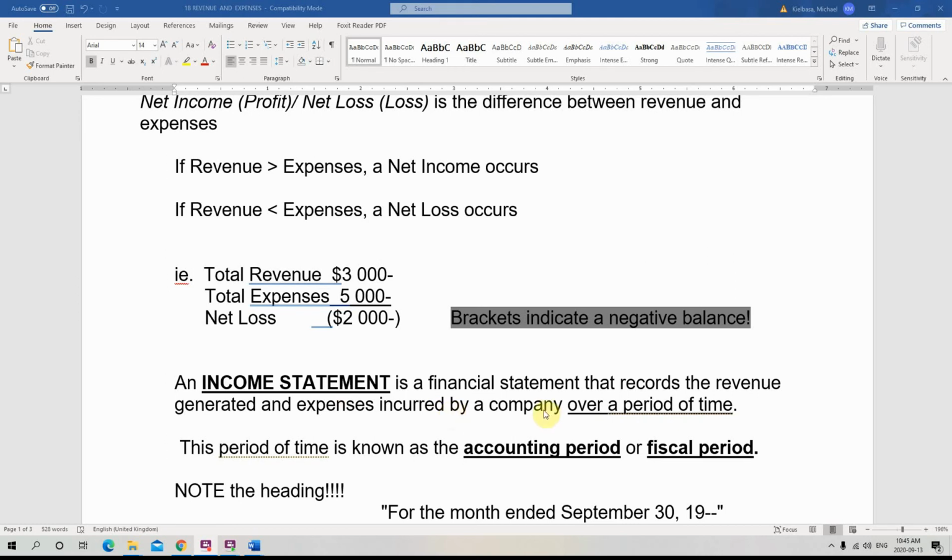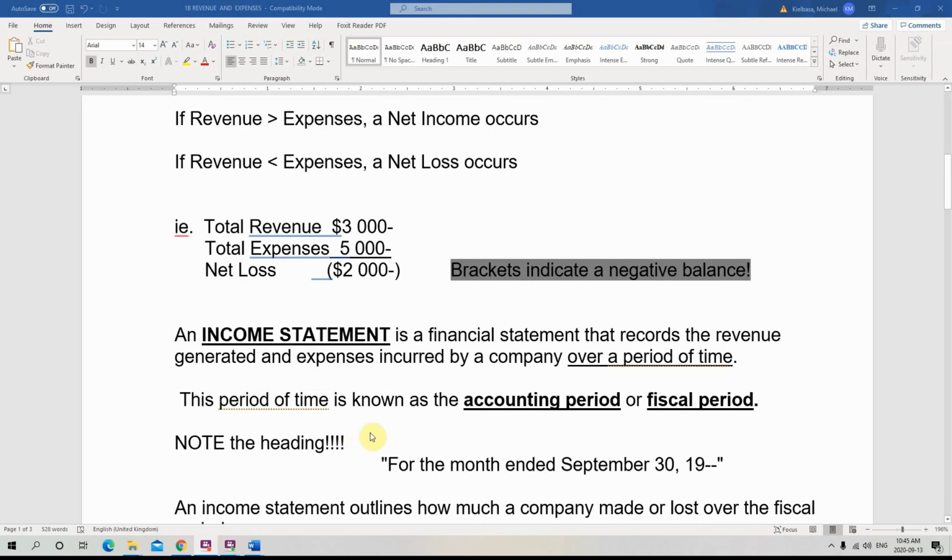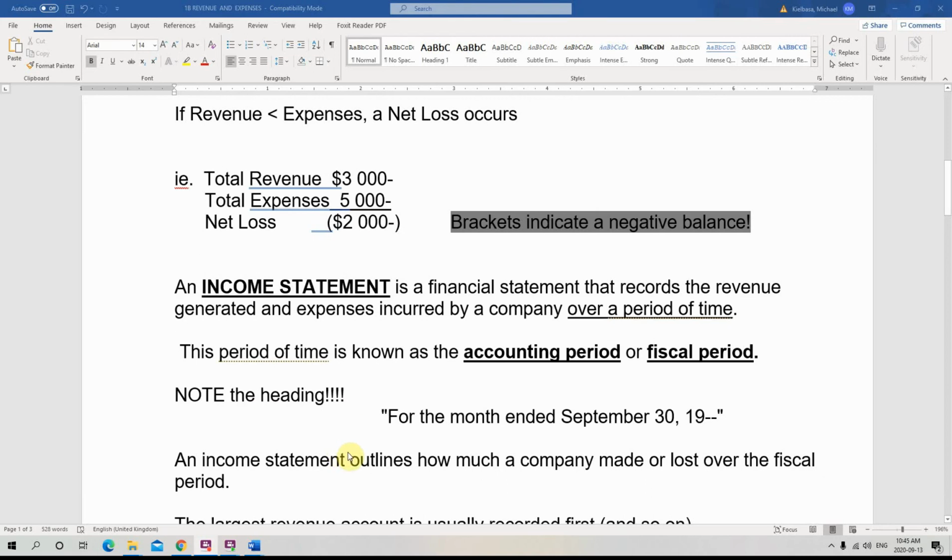Now, it's not like a balance sheet, which is like a snapshot. Basically, it covers a period of time, not a point in time. Now, that period of time is called an accounting period or a fiscal period. It could be 6 months, it could be 1 month, it could be a year. It all depends on what the company decides to set. Now, the accounting period is indicated at the top of the income statement.